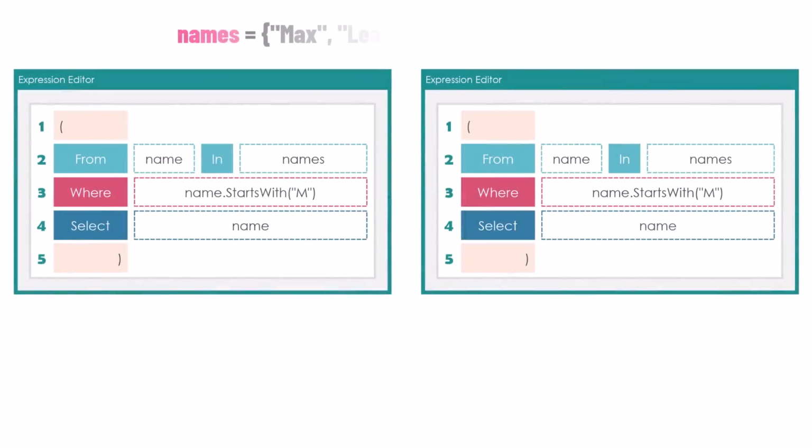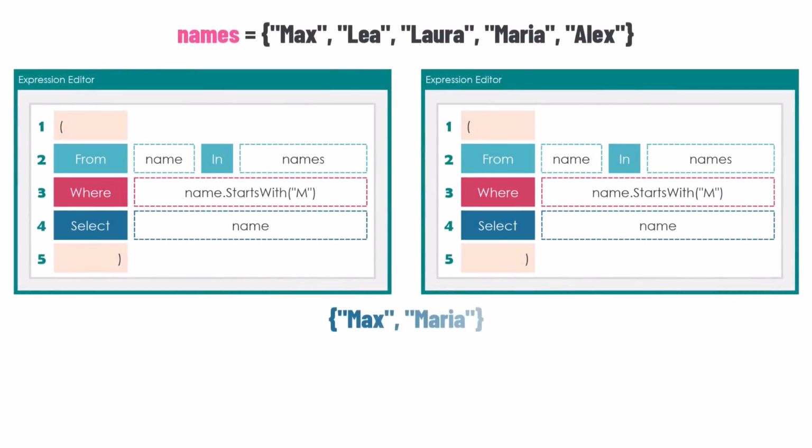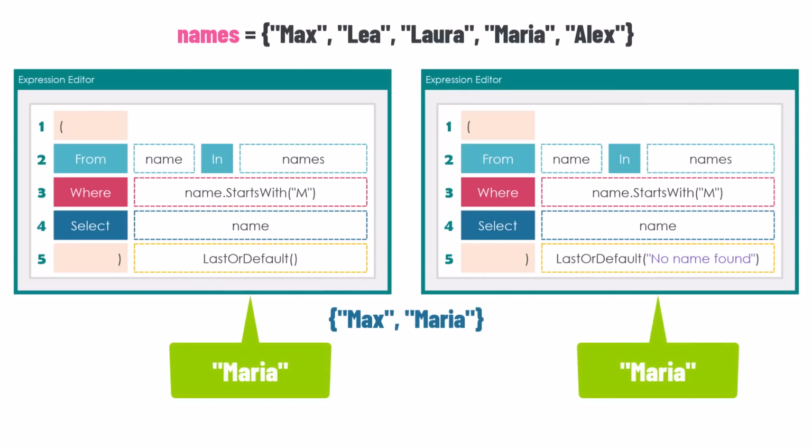I have the same array and the same query again. The result of the query is the following sequence. Using LastOrDefault with empty braces or with a default value, I will get the following name as result, which is the last element inside the sequence.